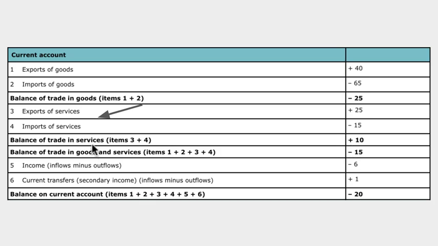Now, the current account doesn't just account for the inflows and outflows of imports and exports into the country, but it also takes into account things like income and current transfers. Income in this case is referring to the inflows into a country of rents, interest, and profit from abroad, minus the outflows of rent, interest, and profits. Current transfers accounts for the inflows and outflows of gifts, remittances, foreign aid, and pensions.